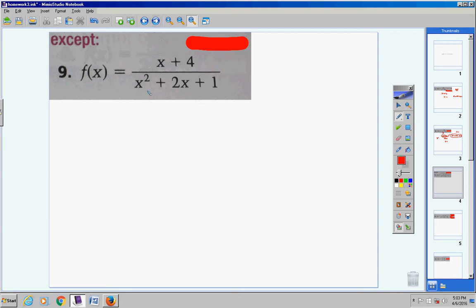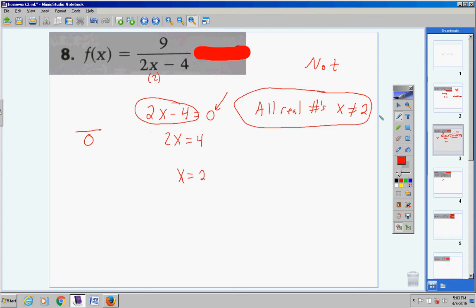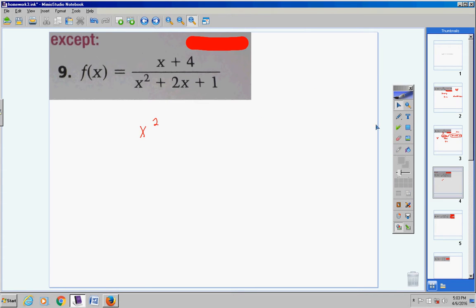Number 9. Okay, let's find the domain. So we take the denominator. Did I reveal the answer to you? Just to show you that we're right. There we go. Alright. Let's take the denominator, set it equal to 0, and solve. Now this is a quadratic equation. Obviously, you're welcome to solve it by doing this. But it's really a waste of time when you can factor. Factor is so much quicker, in my opinion.